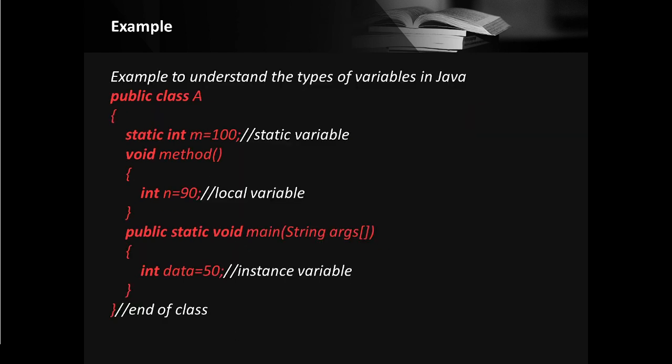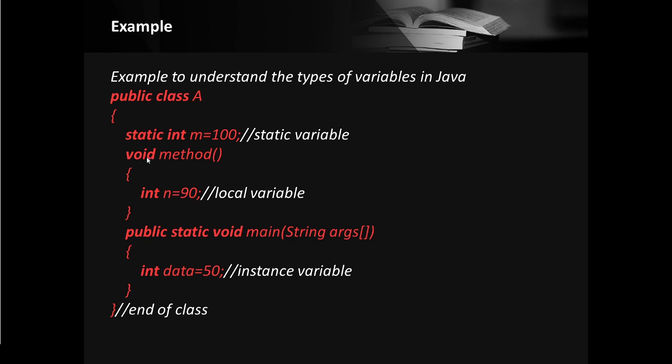Now we are going to the program. I will show how we are going to understand the types of variables in Java. This is a class named A, and here we are first declaring the static variable: static int m = 100. So m holds a value of 100 and its data type is int. Here we use the keyword static, so it can be used in the class and its value doesn't change.